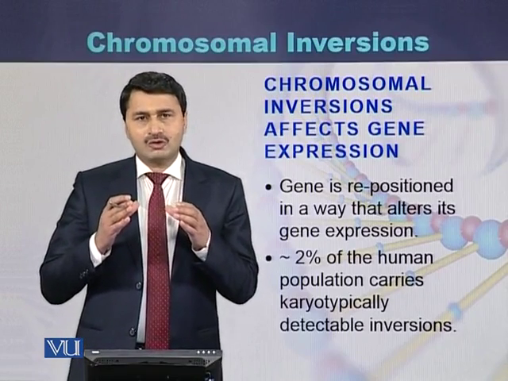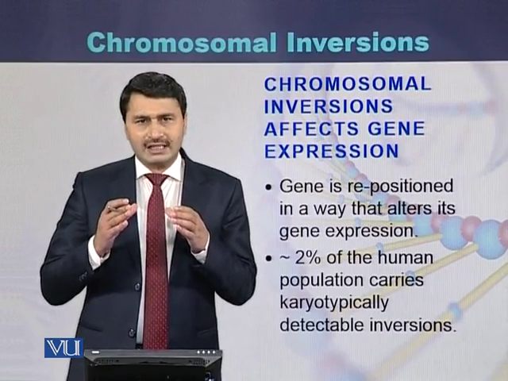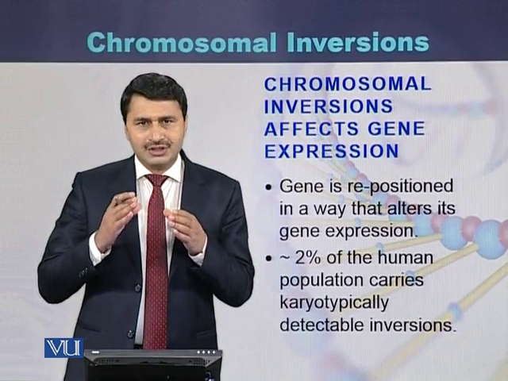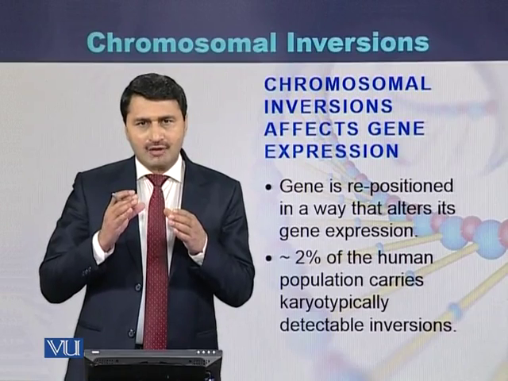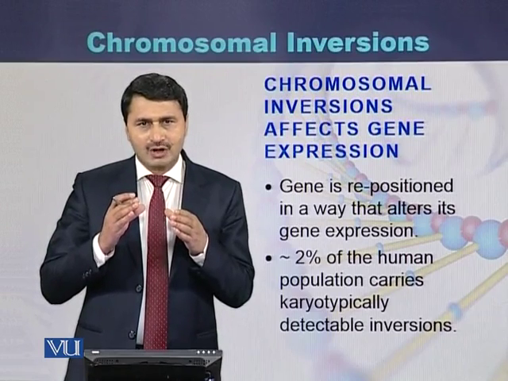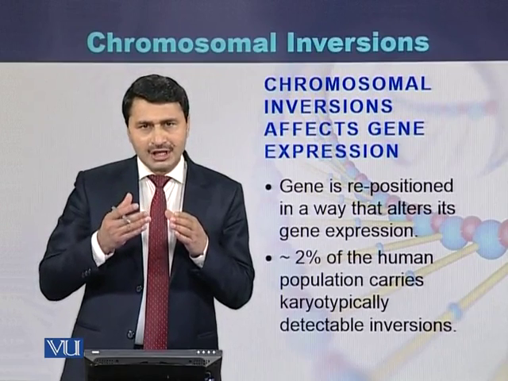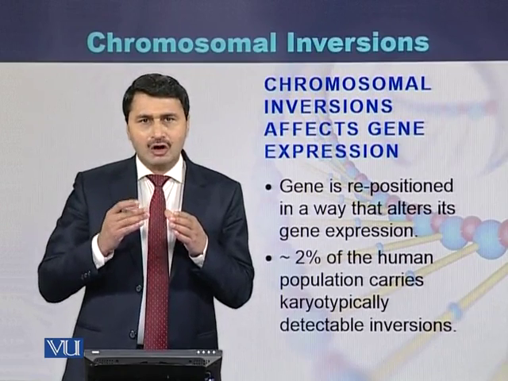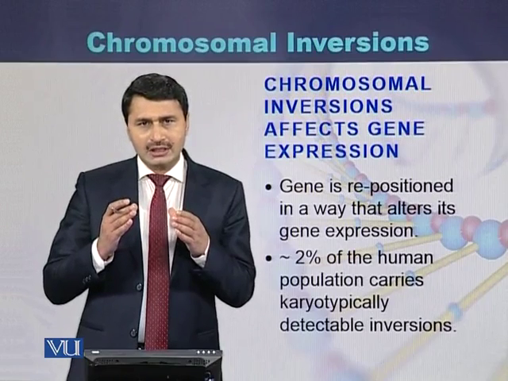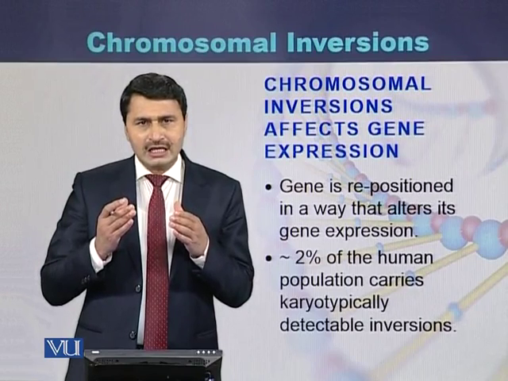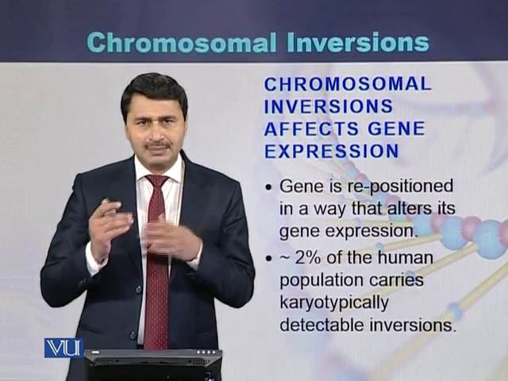In case of chromosomal inversion, in most of the cases, just the position of the particular fragments of the chromosome is changed. It goes from one orientation into another orientation. Approximately 2% of the inversions can be seen in case of humans by a technique which is called karyotyping.